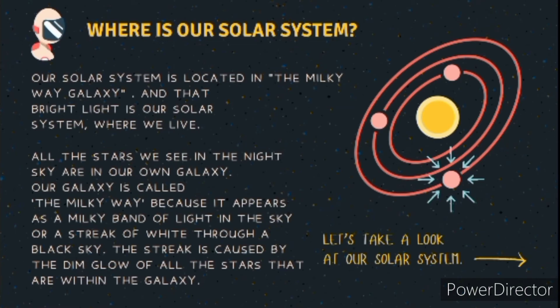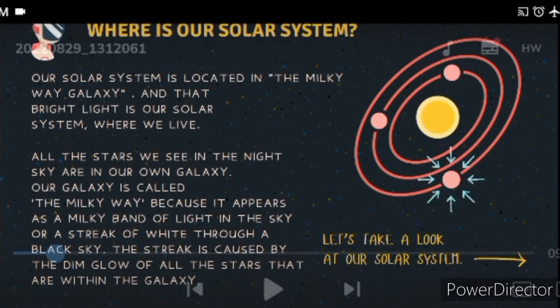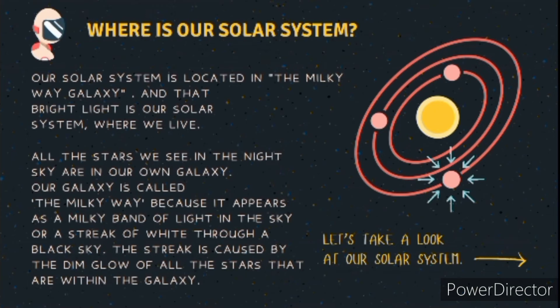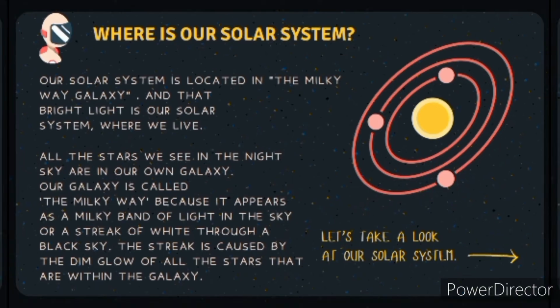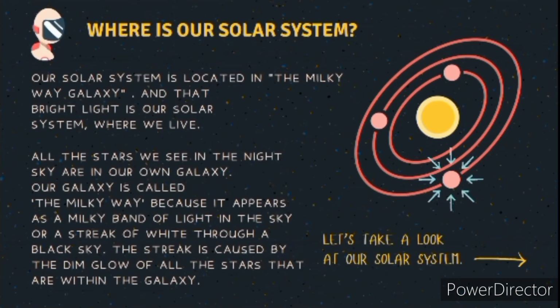Now, where is our solar system? Where is it located? Our solar system is located in the Milky Way galaxy, and that bright light is our solar system where we live. All the stars we see in the night sky are in our own galaxy, and our galaxy is called the Milky Way. Why do we call it the Milky Way? We call it the Milky Way because it appears as a milky band of light in the sky. You can say it's a streak of light on a black sky. So this streak is caused by a dim glow of all the stars that are within the galaxy.